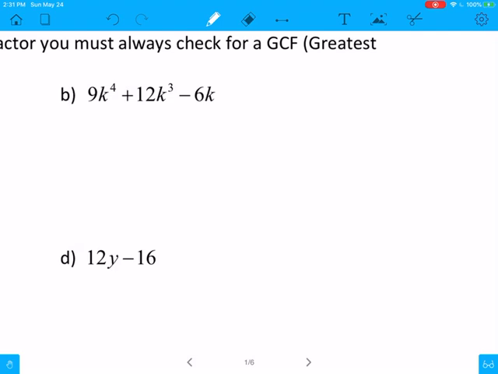Okay, with B, I look at it and I say, I have a 9K4 plus a 12K3 minus a 6K. Now, I have K4, K3, and a K to the 1. If it doesn't have an exponent, it's a K to the 1. So the largest I can take out is just 1K, because if I take out anything more, I can't take it out of the last term.